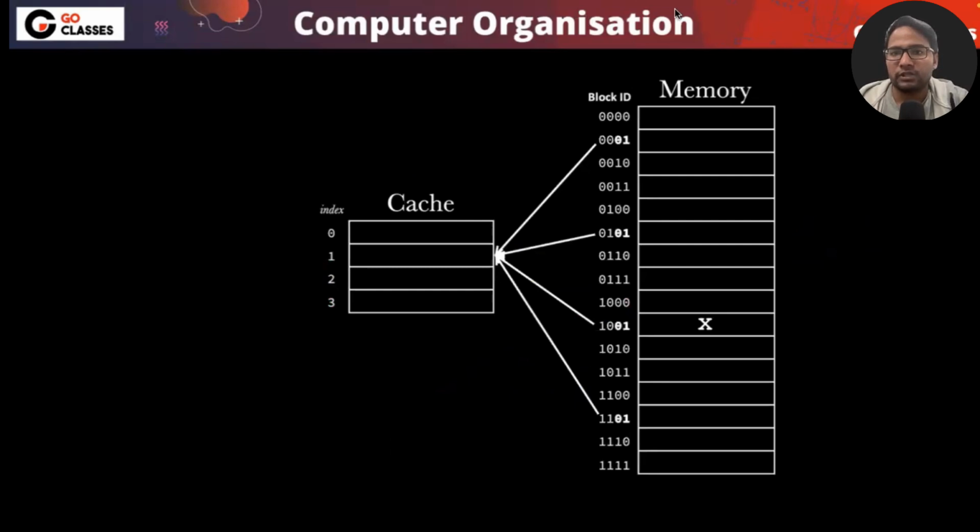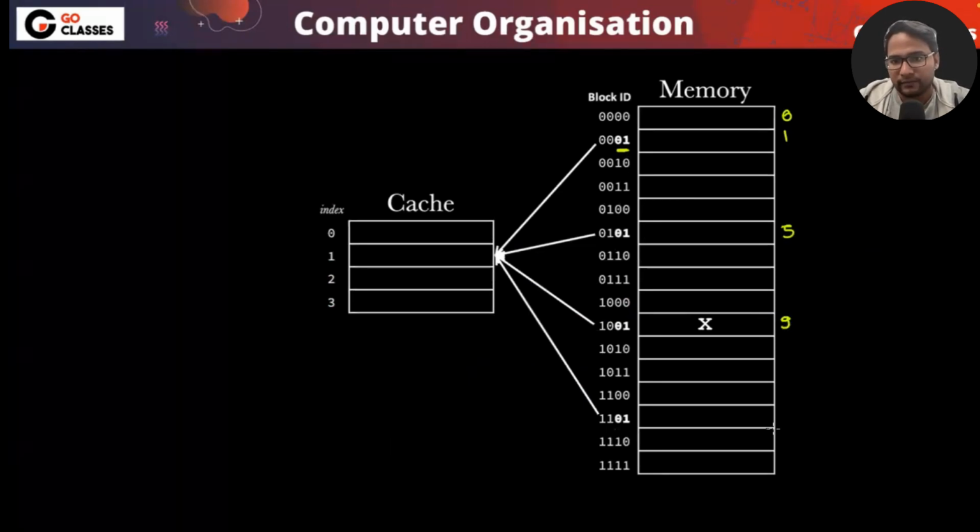See what is happening here. Let's suppose I say this is block number 1. Block numbers are 1, 5, 9, 13. Let's suppose block number 1 is mapping to line number 1, and 5 is also mapping, 9 is also mapping, 13 is also mapping. Why are they mapping? Because the line bits are 0 1, 0 1, 0 1. I'm just writing the block numbers.